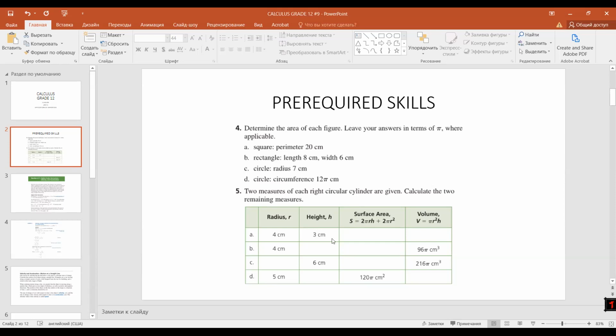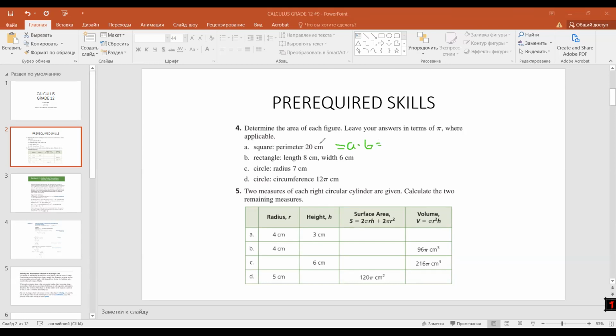So we just plug in the numbers. For example, in number 4, tell me the equation for the perimeter, and no, area of a square: length times width, or base times height, or A times B, right?